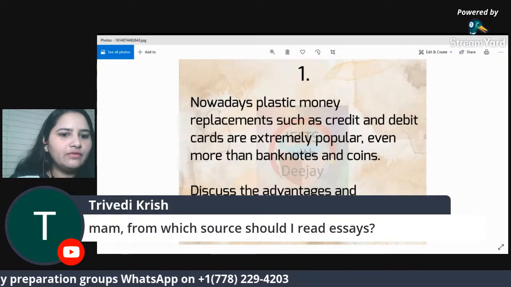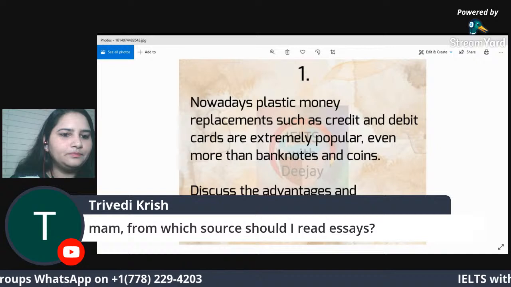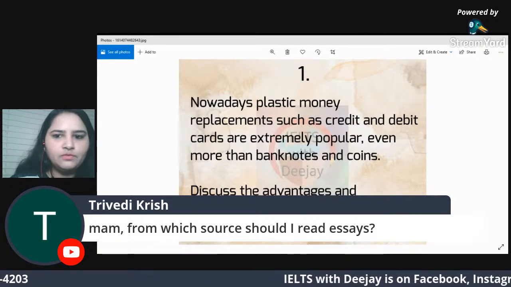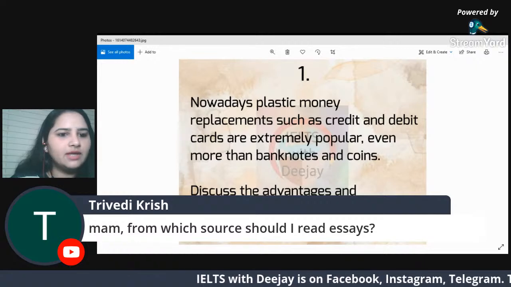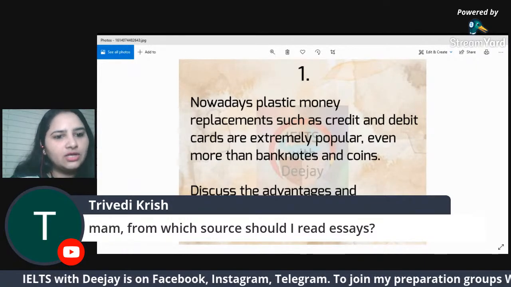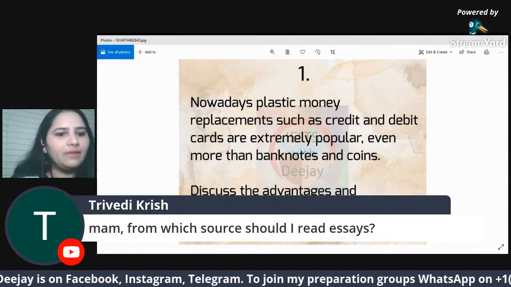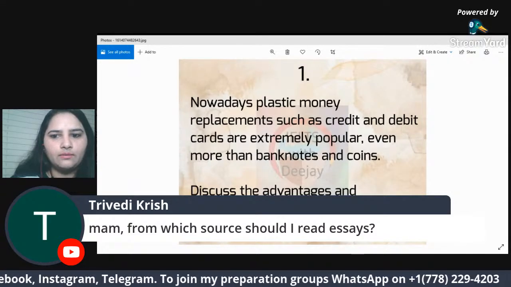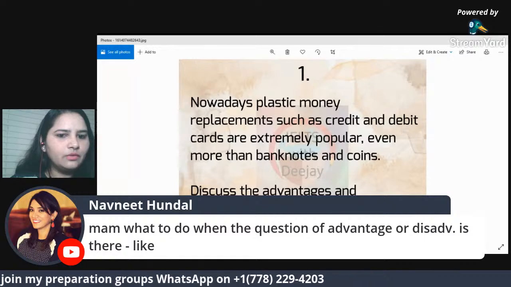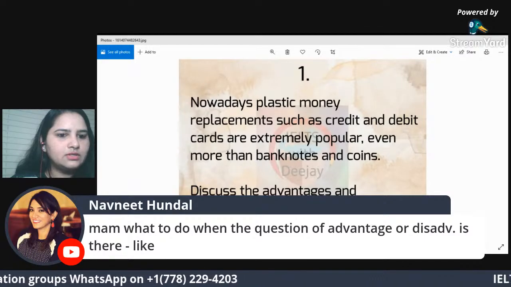From which source should I read essays? If you are there in the group, in any of my groups, then I will share the PDFs, because I have those, and you can check them online as well. We have many essays online, so you can check there. What to do when the question of advantage or disadvantage is there, like.